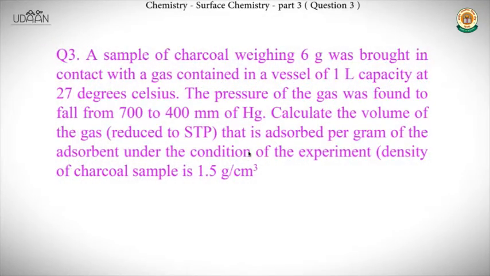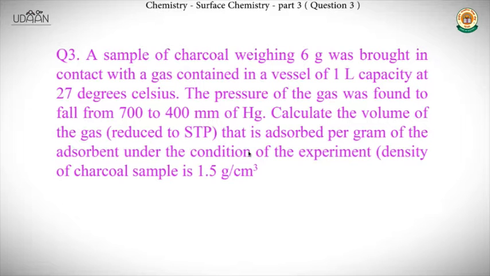Okay, so let's try to solve this problem in which we are given a sample of charcoal weighing 6 grams, which is brought into contact with the gas contained in a vessel of 1 liter capacity at 27 degrees Celsius. The pressure of the gas is found to fall from 700 to 400 millimeter of Hg. We have to calculate the volume of the gas at STP that is absorbed per gram of the absorbent used under the condition of the experiment.